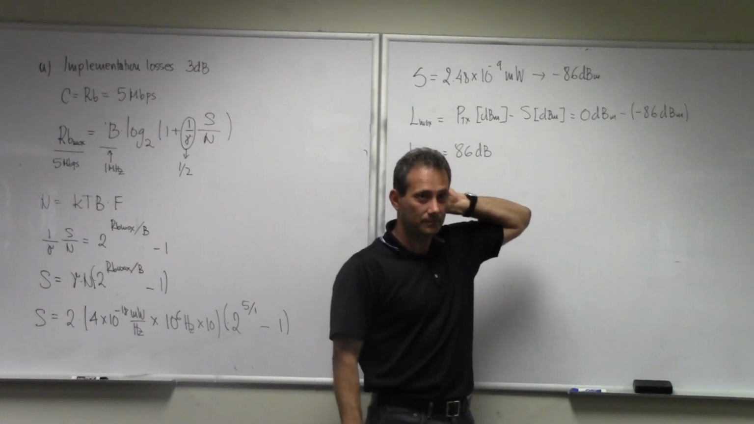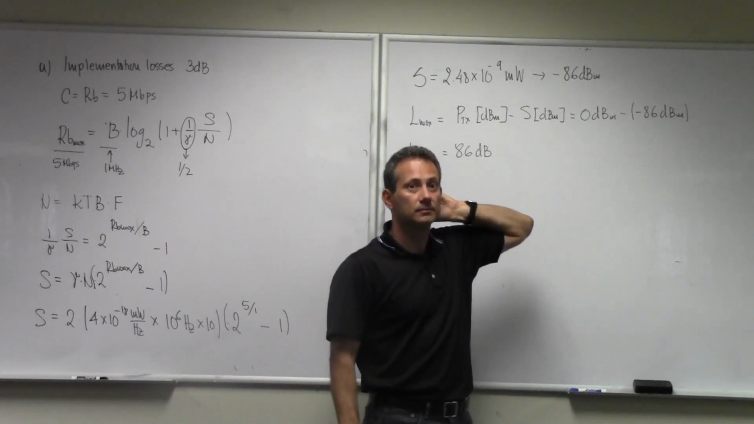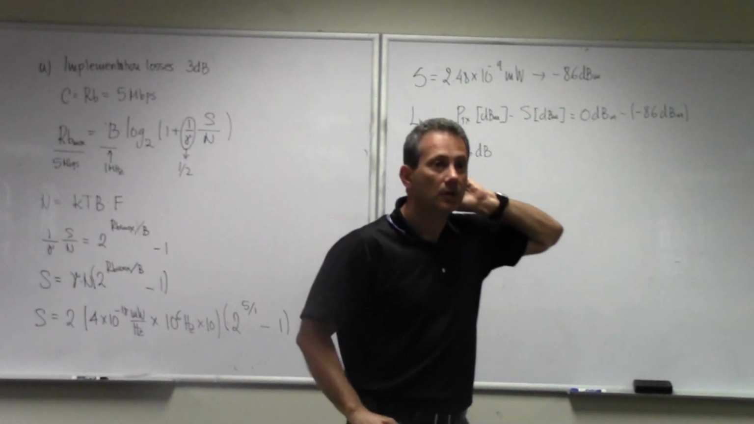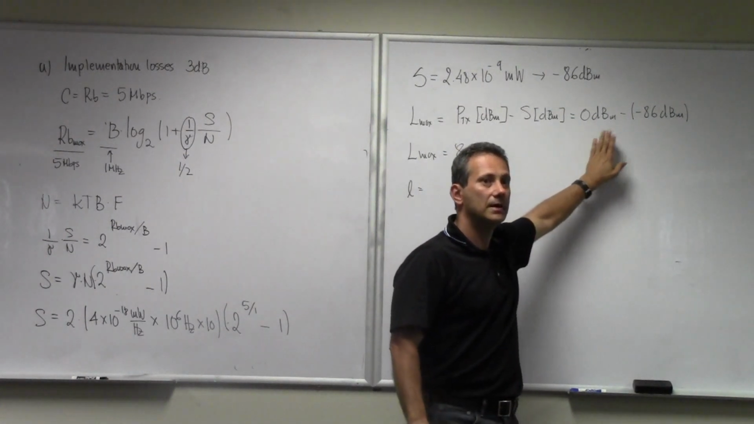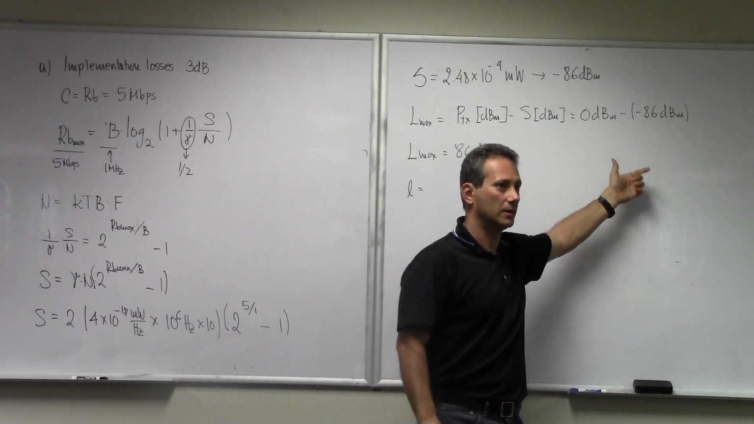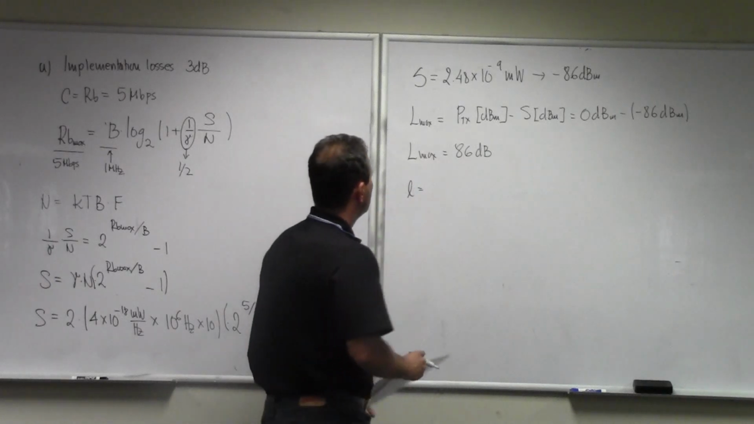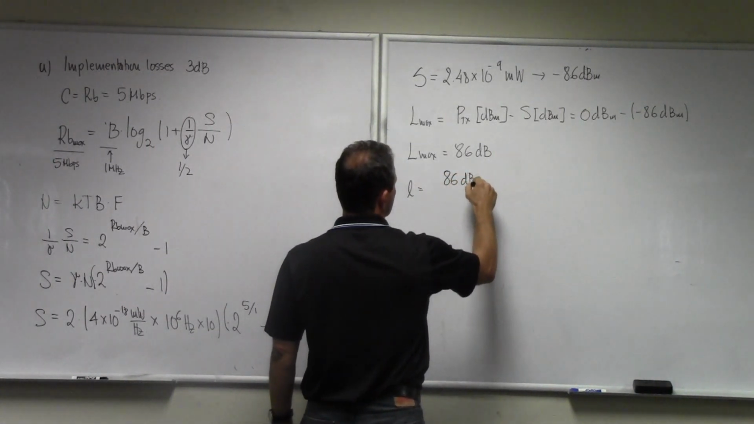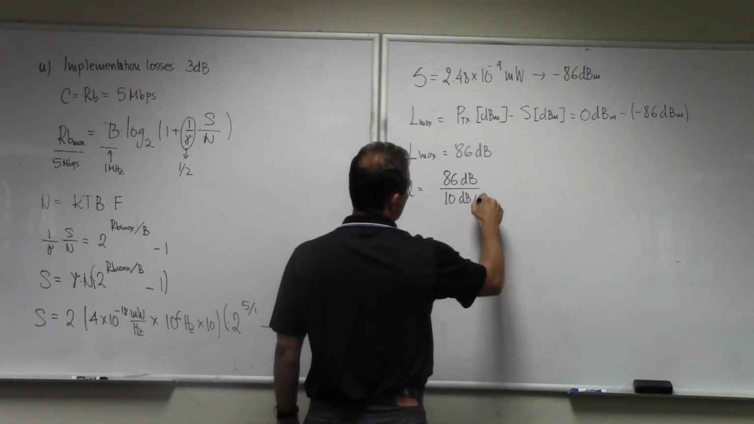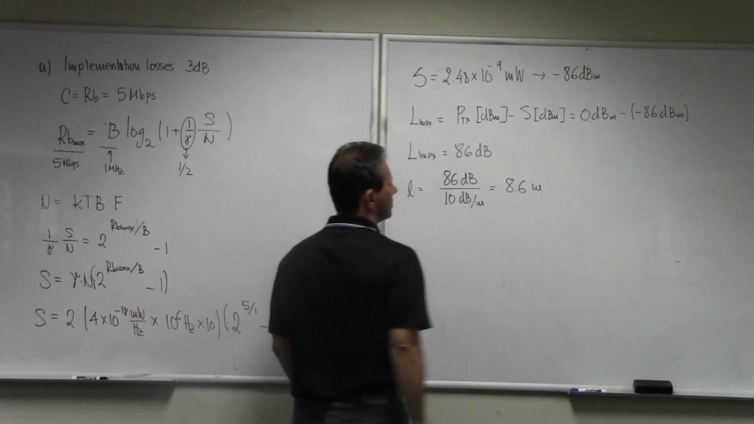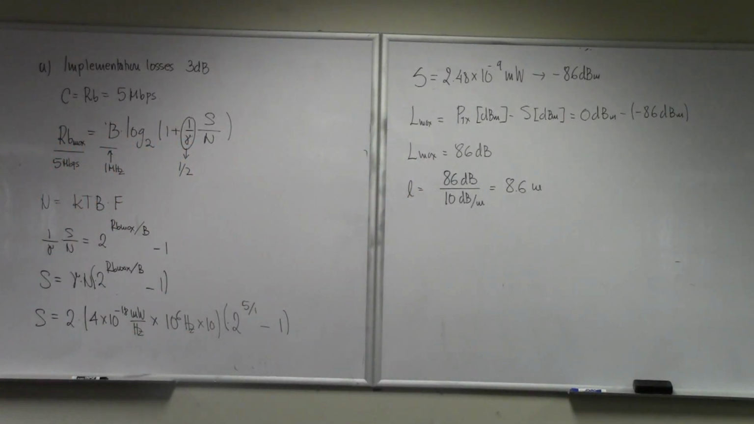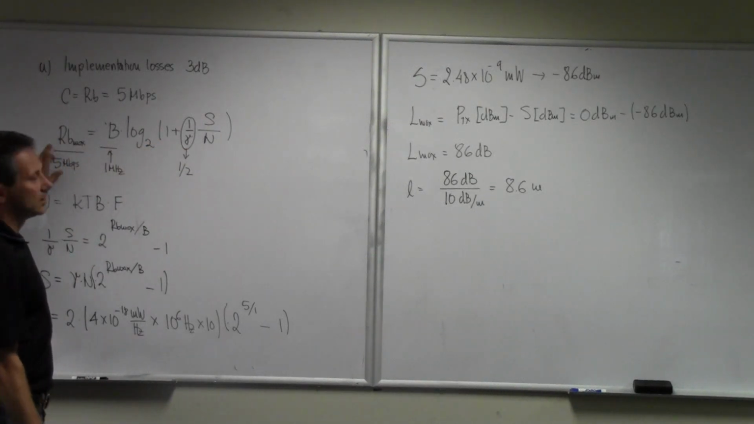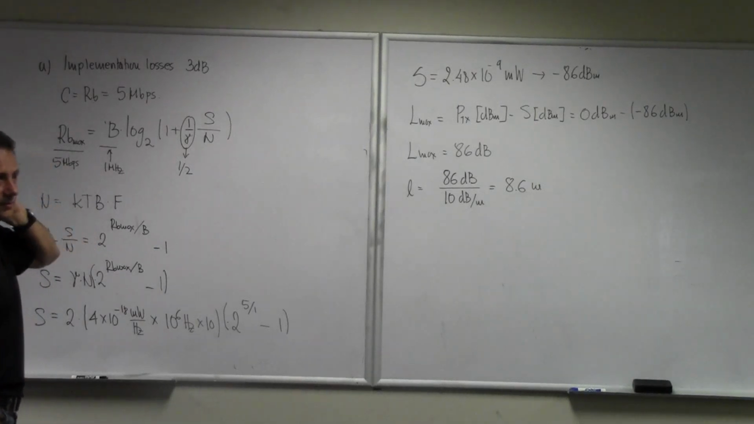dB. The difference, if you have something in dBm minus something in dBm, the result is in dB, right? So 86 dB are the total losses, so the length of the cable ends up being 86 dB divided by 10 dB per meter. So you can have a cable that's 8.6 meters long. An 8.6 meter long cable will attenuate the signal by 86 dB. 86 dB will turn this 0 dBm into negative 86 dBm, which when plugged into this formula would give you a capacity of 5 megabits per second.